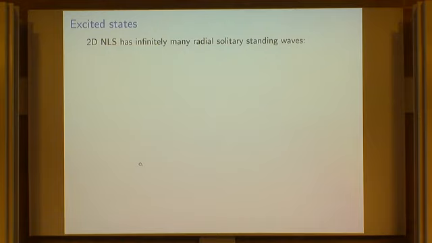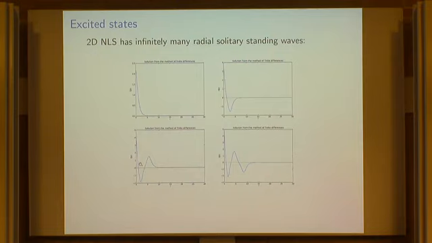So there is this ground state solution. It's a radial solution, which is monotone and of one sign. But there are also infinitely many other radial solitary standing waves, one for each number of zeros. And now you could ask, well, can we find something similar to these?